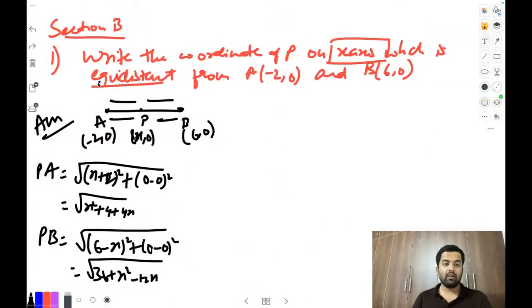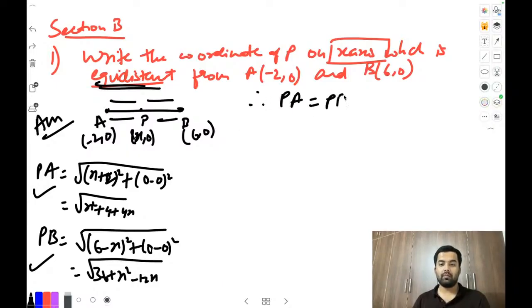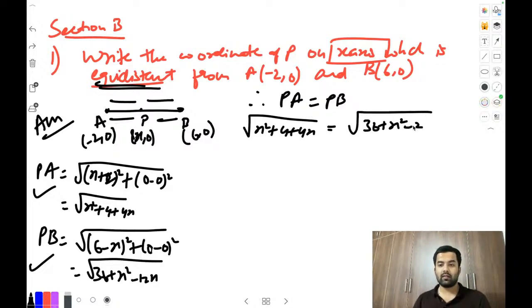Now equidistance stands for what? PA and PB are having an equal distance. So we will just compare to get the value. PA equal to PB. Keep the values now. PA is x square plus 4 plus 4x. And here PB is 36 plus x square minus 12x.